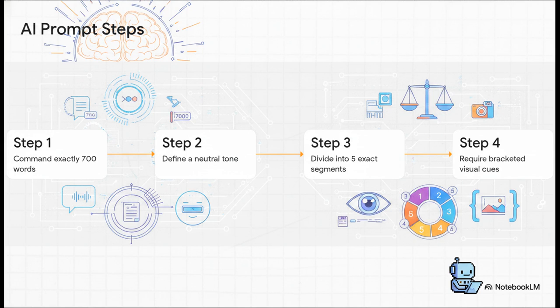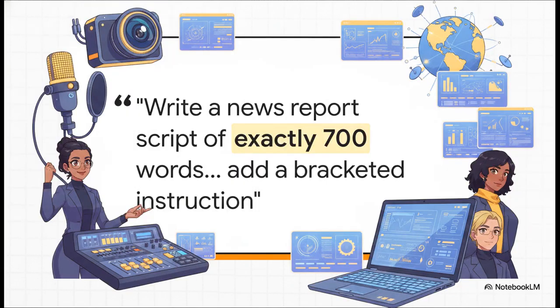Step 1, command exactly 700 words to hit that golden rule. Step 2, define a neutral, professional tone. Step 3, force the AI to divide the output into those 5 exact chronological segments we discussed earlier. And Step 4, demand bracketed visual instructions every 100 words. Let's look at exactly what that prompt looks like in practice.